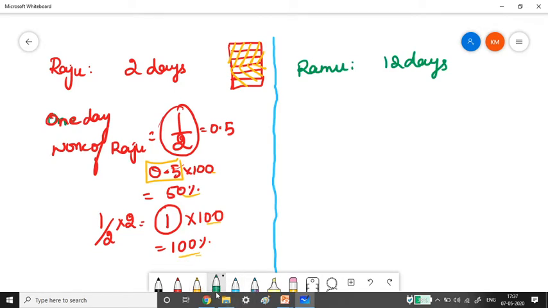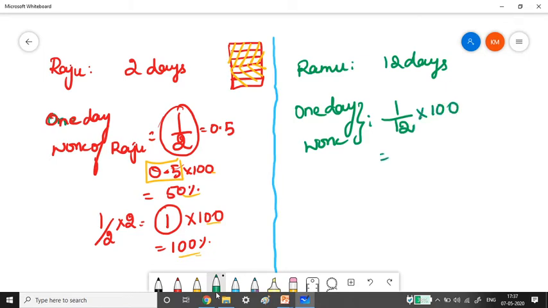Ramu's 1 day work is 1 by 12, which can be multiplied by 100. The answer will be 8.33% of the work completed. Here is the 100% of making laddu, and in a day they have done 8.33% of the laddu making process.